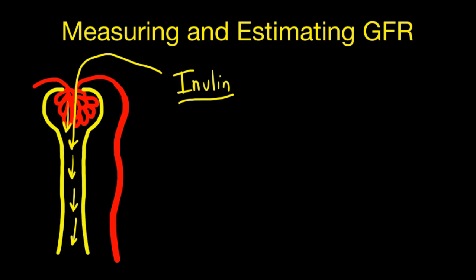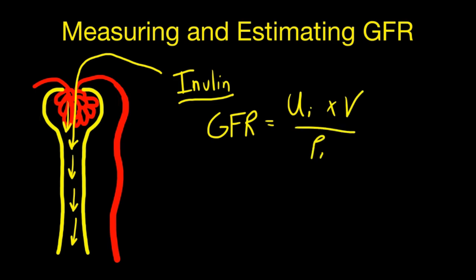So essentially we can determine the urinary clearance of inulin, and that will help us determine the GFR. We can use this equation: the GFR equals the urinary concentration of inulin times the urinary volume, divided by the plasma concentration of inulin. And this is how we can measure GFR.